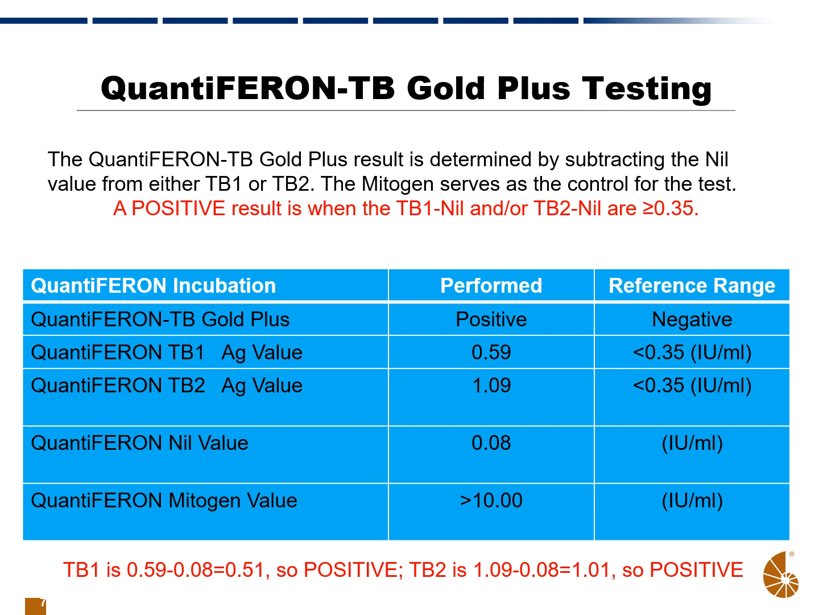If the nil value and the mitogen value are not similar to this result here, the test may have been done incorrectly. So it's good to keep an eye out for some slip up in the lab if the values for these two standards are not correct.